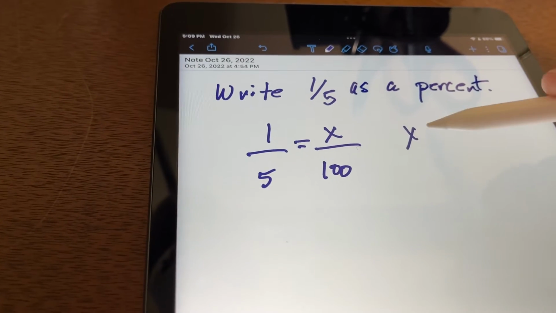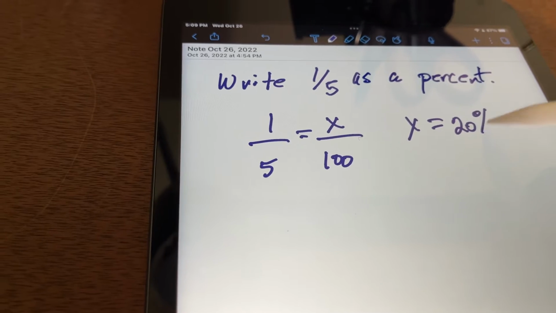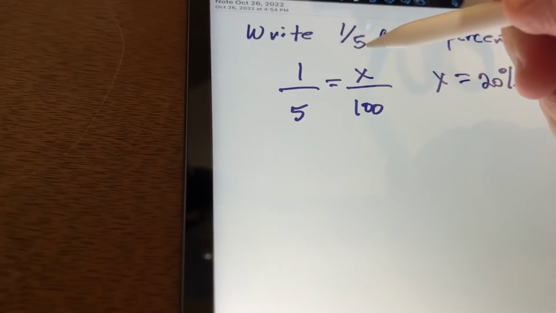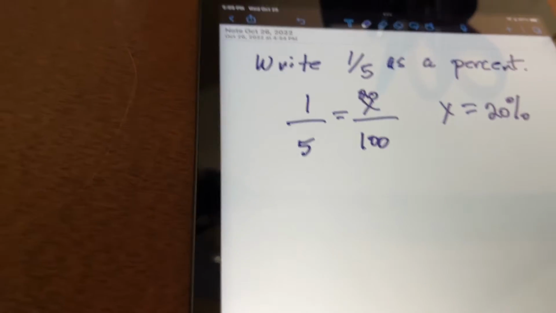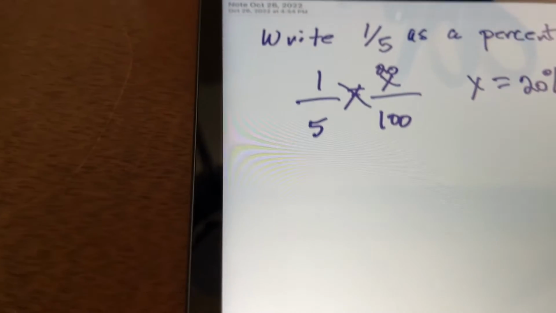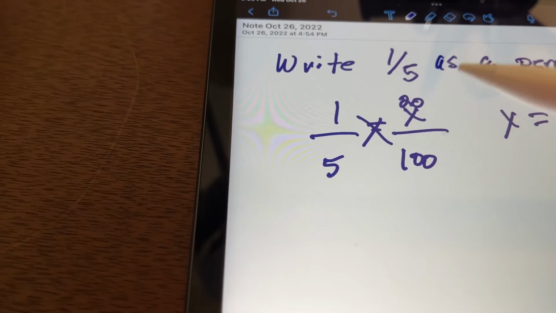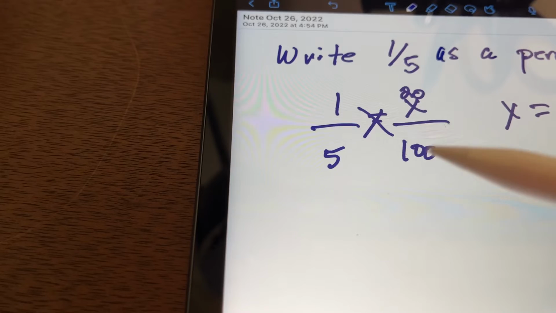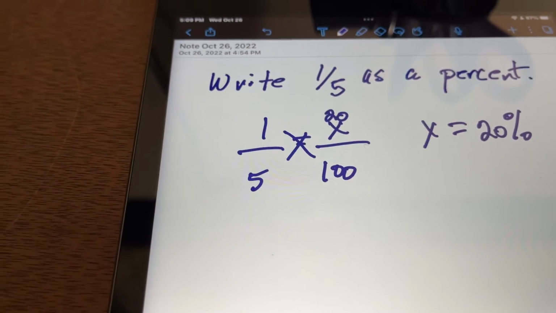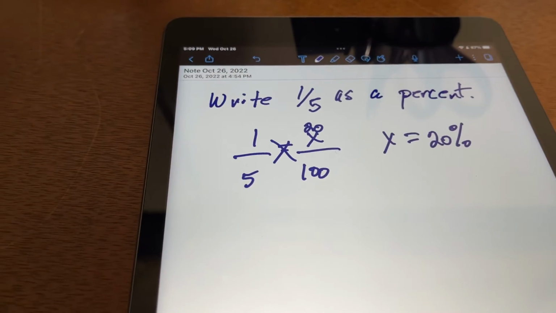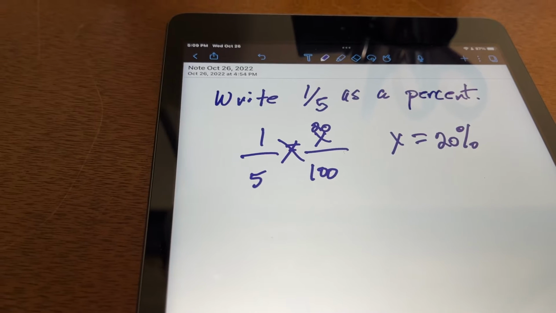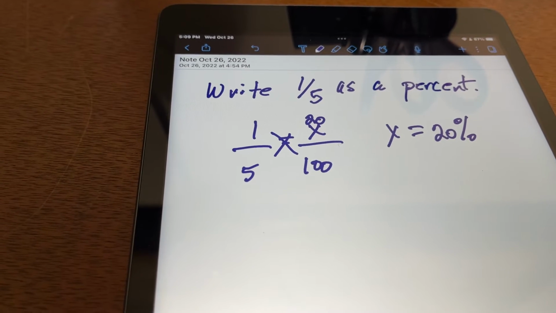So in this case, x is 20% because I would put 20 here. So x is 20. And if you cross multiply, you can see that those really do equal. So 5 times 20 is 100, and 1 times 100 is 100. So when you cross multiply, they are equivalent. So 1/5 is 20%.